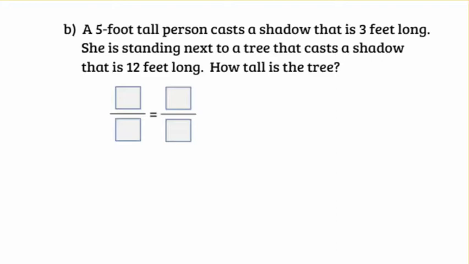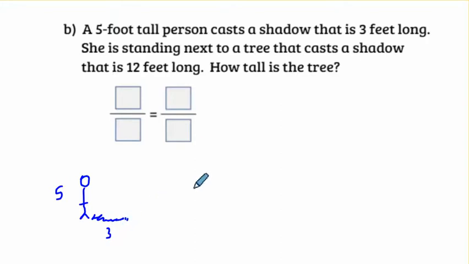All right, so we've got a person and a shadow and a tree and a shadow. This should be awfully familiar to you guys, right? Because we did this outside. So I'm going to actually draw it out. So here's a person and she is 5 feet tall and she makes a shadow that's 3 feet long.